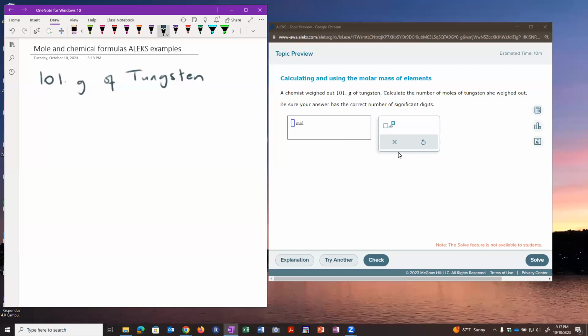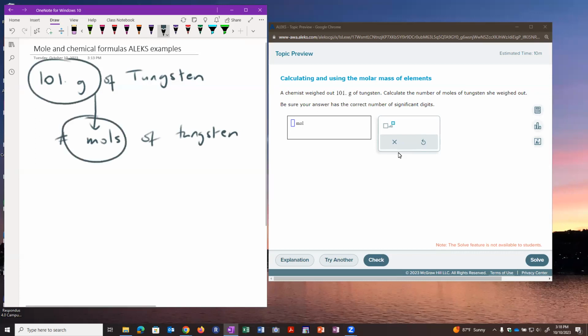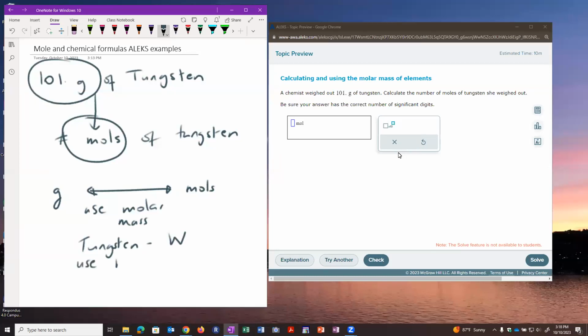We need to calculate, from the grams of tungsten, the number of moles of tungsten that she weighed out. So what we're doing here is going from grams of tungsten to moles of tungsten. Going from grams to moles of anything, we're going to use the molar mass of that thing. In this case, it's of tungsten, which has the chemical symbol W, and we can look up the molar masses for individual elements from the periodic table.